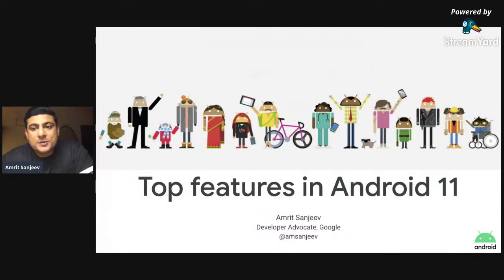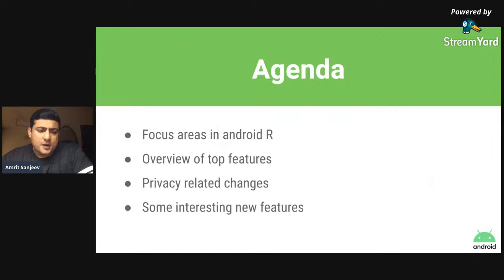I'm trying to cover the ones which I thought might be interesting, might be things that will affect apps immediately. Without any further ado, let me start. So I'm going to start with focus areas on Android, the overview of the top features that came about.